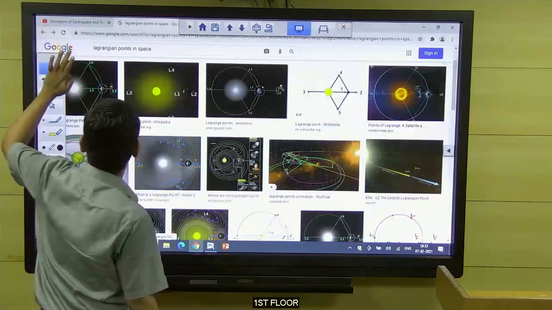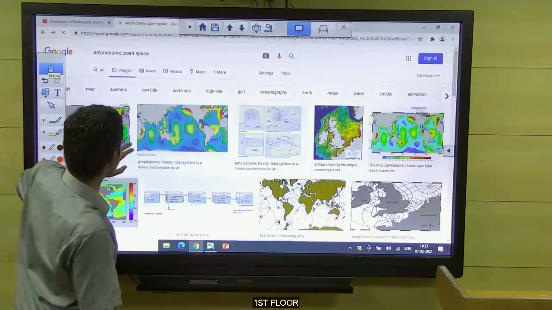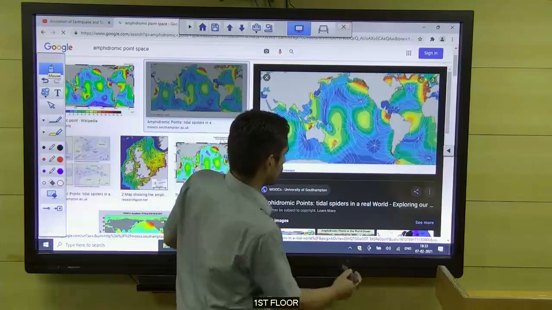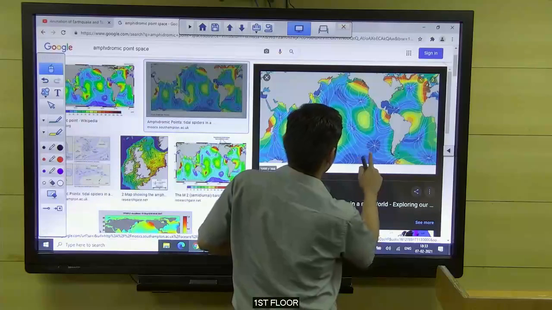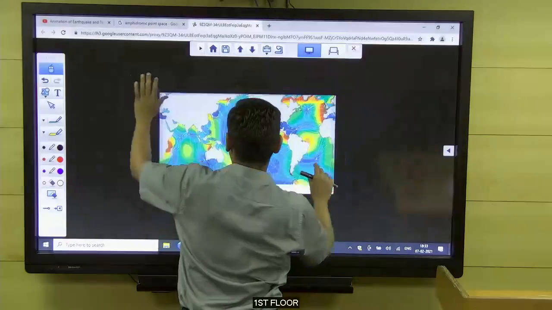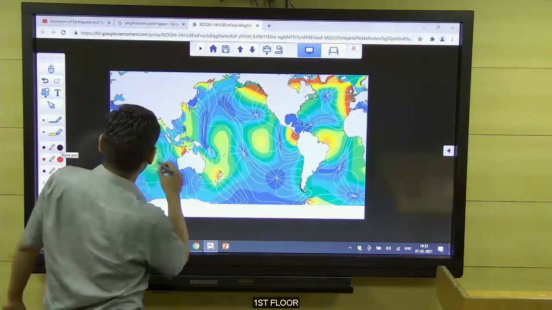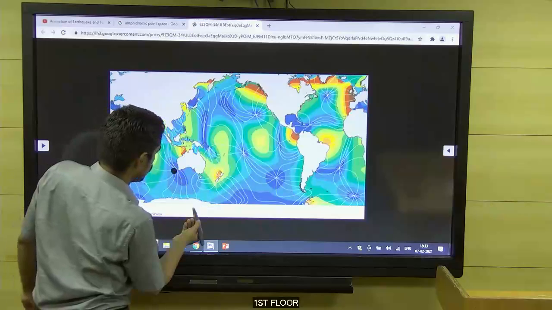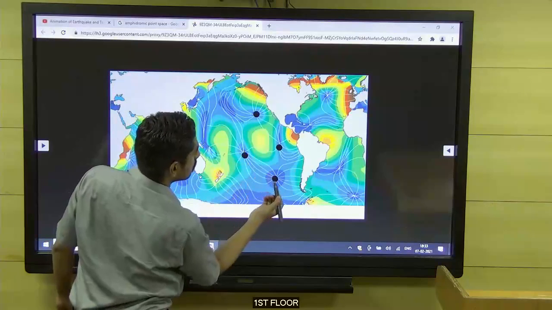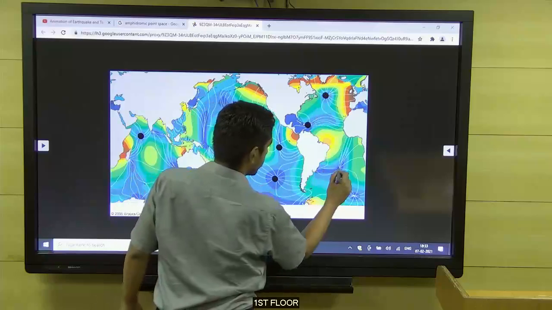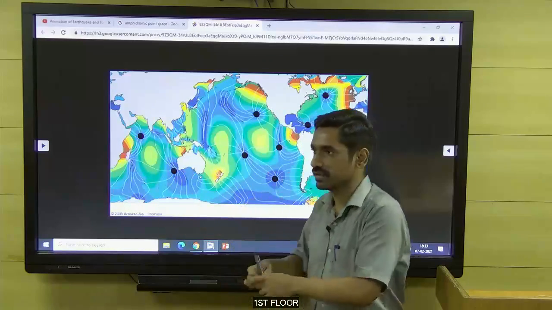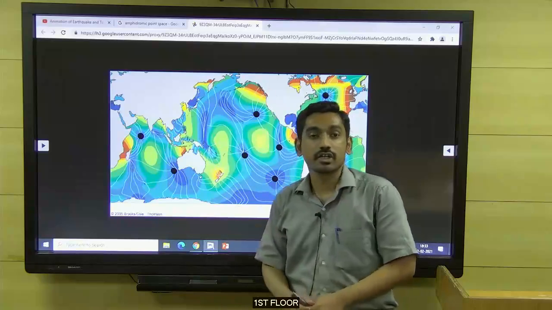So let me just go to the previous page. Fine, so for example, listen, not for exam. I told you, Newton's theory is enough. This is the current development.